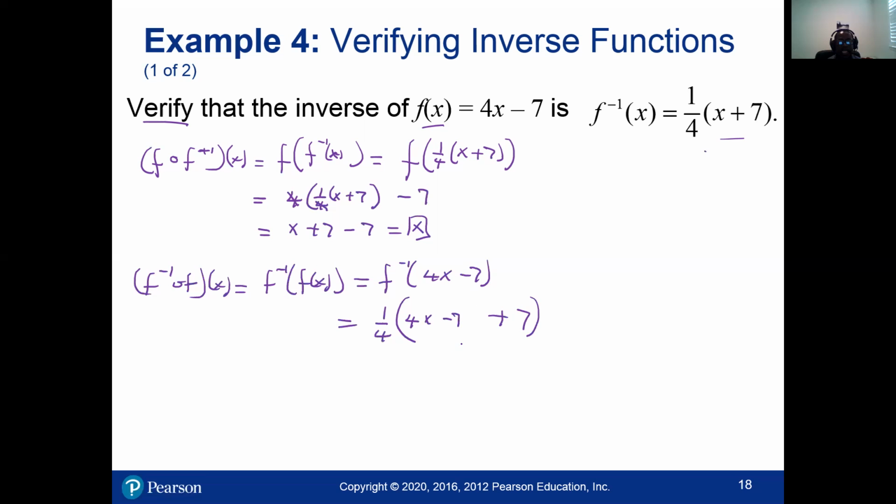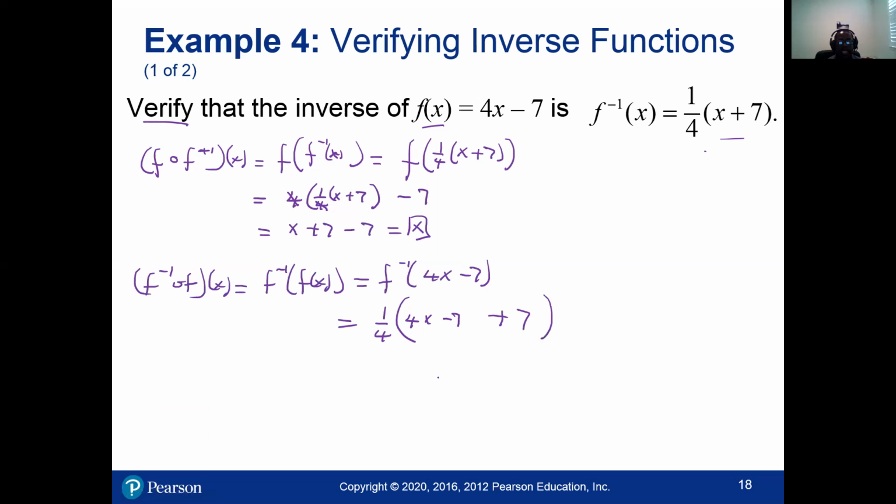4x minus 7. Okay, that goes like this. The parenthesis goes around this. So this is my x. 1/4 times 4 times x. As you can see, it is 1/4. So that's 1/4 plus 7. No, sorry, that is what I did was correct initially. So this is x plus 7.